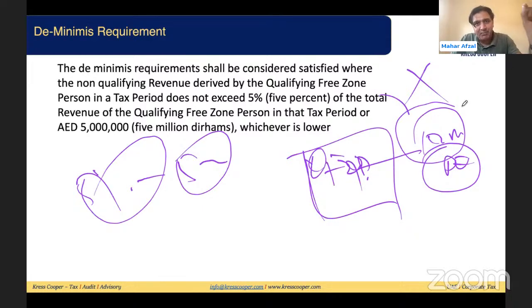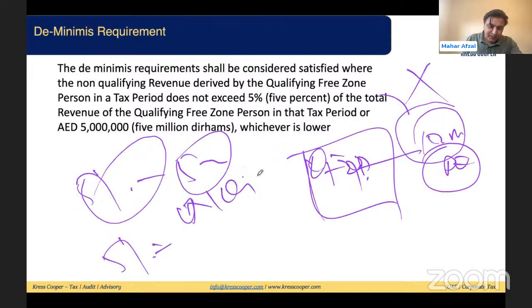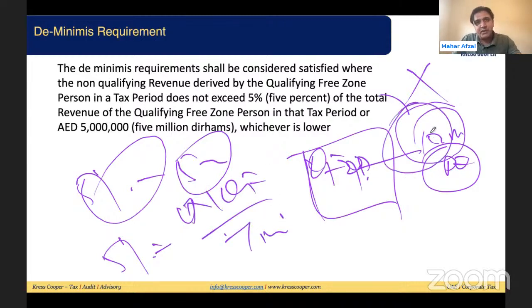It will not have any impact because the de minimis 5% will be calculated. Basically, it will be non-qualifying income divided by total income. And this income from the PE, domestic PE, foreign PE, and any income from the commercial property, from the immovable property other than the qualifying immovable property, will not be considered in the numerator and denominator. So it will not have an impact on the 5%.